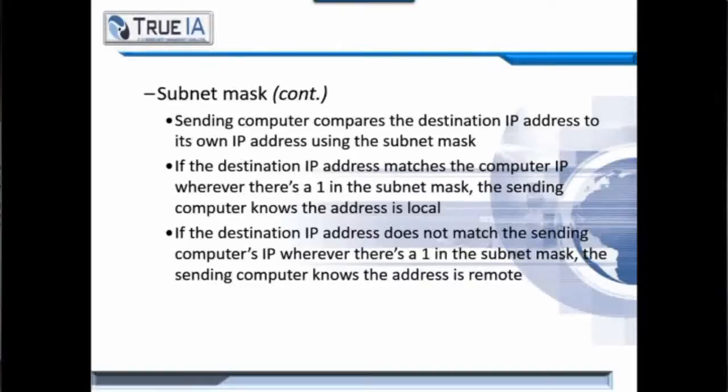So as the computer continues to identify where to send its data, the sending computer compares the destination IP address to its own IP address using the subnet mask. If the destination IP address matches the computer IP, wherever there's a 1 in the subnet mask, the computer knows that its intended destination is local. If, however, the destination IP address does not match, it then knows that it needs to use the default gateway.